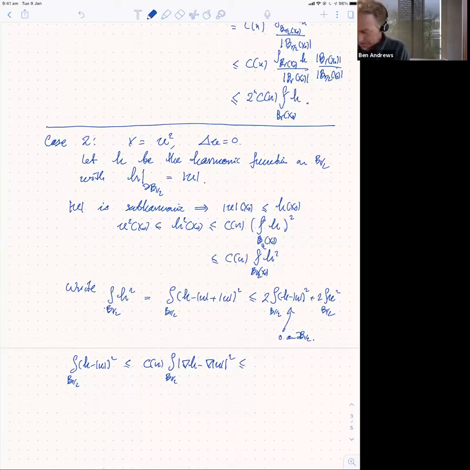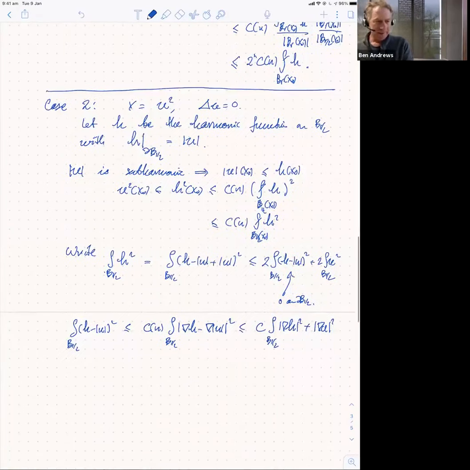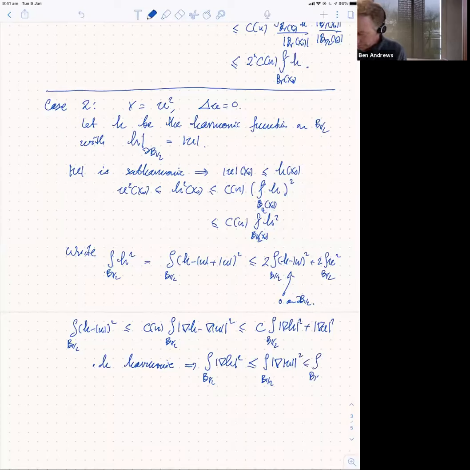And now if I expand that out, this is bounded by, again, a constant times, well, I get one term, which is gradient h squared, and the other term, which is gradient u squared. All right, and okay, so now I'm going to use the fact that h is harmonic. And harmonic means that it minimizes the Dirichlet integral amongst all competitors with the same boundary data. Okay, and that says that the integral on the ball of radius a half of gradient h squared is less than or equal to the Dirichlet energy for anything else with the same boundary data, and that means in this case absolute value u. Okay, so it's bounded by the gradient of absolute value u squared, but that's just the same as the integral of gradient u squared.